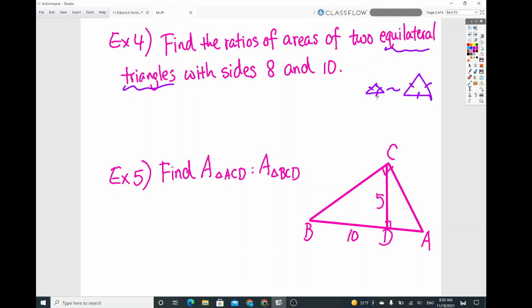So comparing the segments, this one is 8, this one is 10, so 8 over 10, and then quantity squared. So we got 4 over 5 quantity squared. Then that'd be 16 over 25. So the ratio of areas would be 16 to 25.